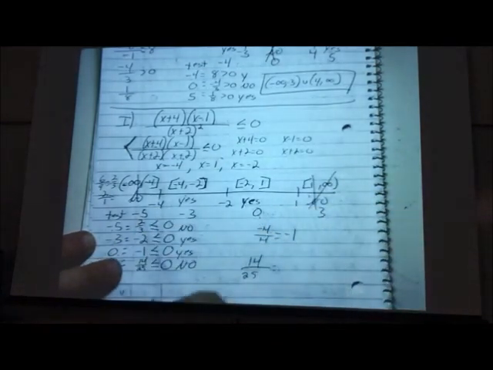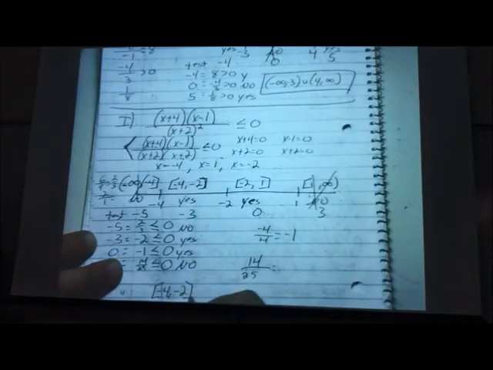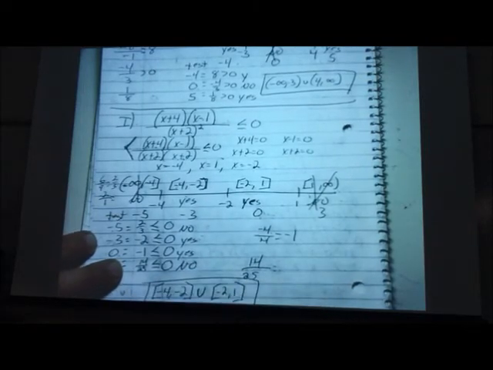So how many answers do we have? 2. My answers are the bracket from negative 4 to negative 2 bracket, union bracket negative 2 to 1 bracket. There's my answer.